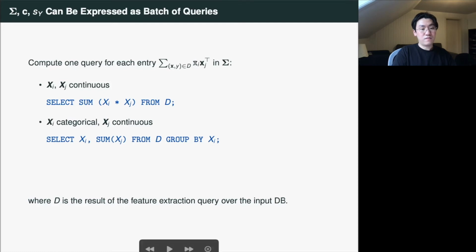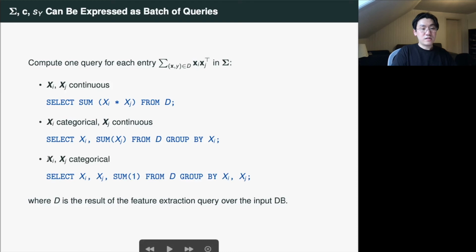The product of the vector xi and scalar xj is a vector, so the result of this entry is also a vector, which sums xi times xj over all tuples. To compute this vector, we can use the query with group by of xi. This query means for each xi value in the dataset, we sum the xj values over all tuples in the dataset. Each sum value corresponds to an entry in the result vector.